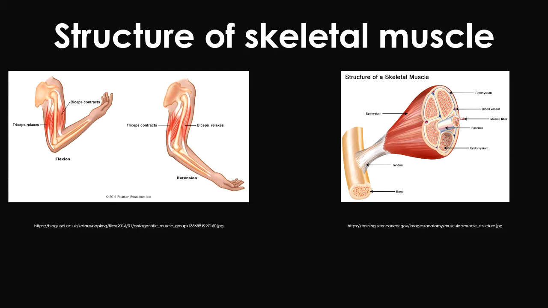Skeletal muscles often exist in pairs, where one muscle will be the primary mover and the other one will act as an antagonist. For example, when you bend your arm, your biceps will contract and your triceps will relax, and this is reversed when you extend your arm.